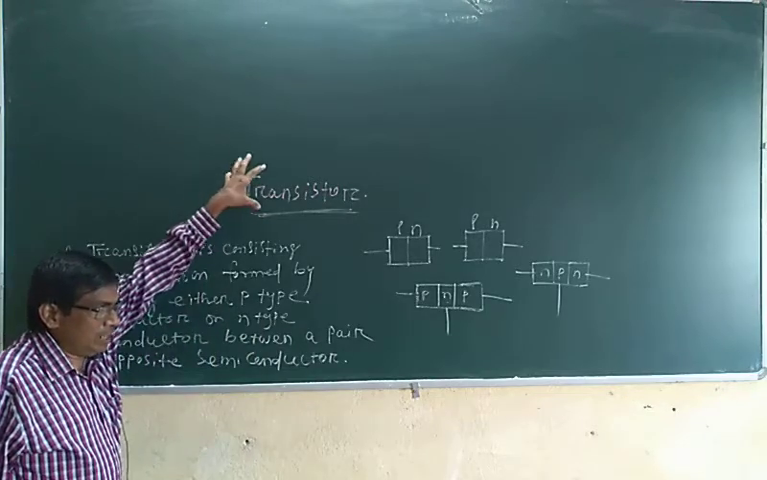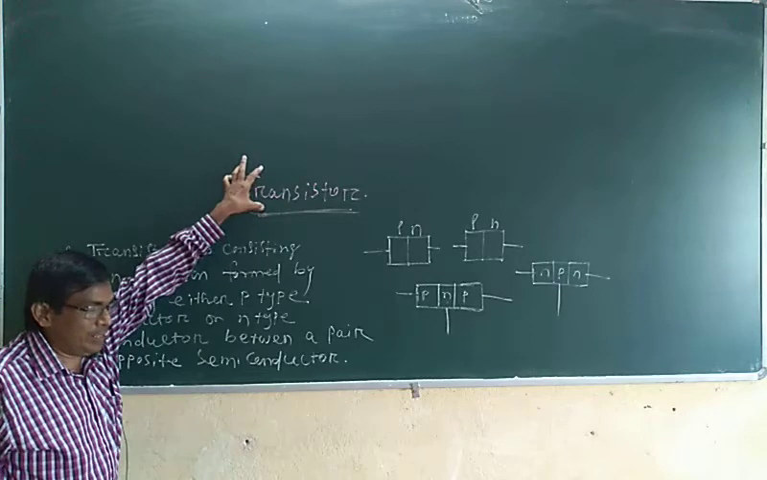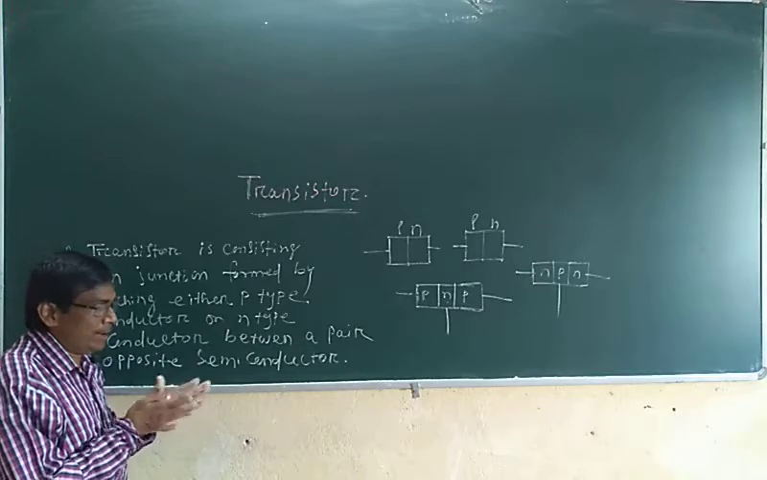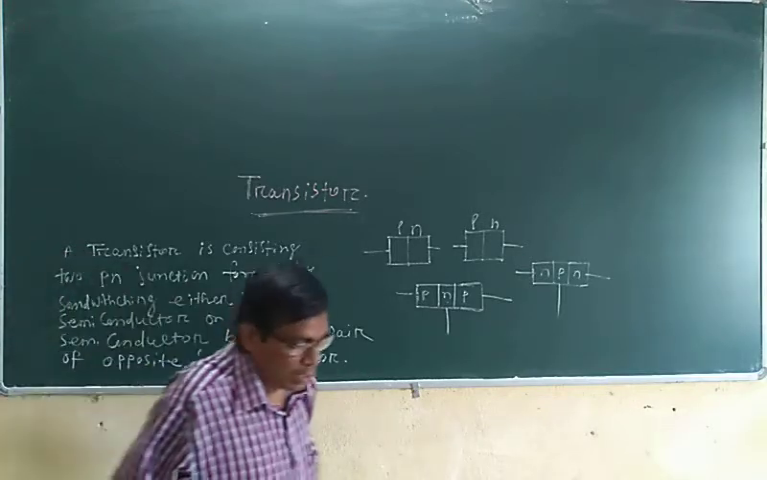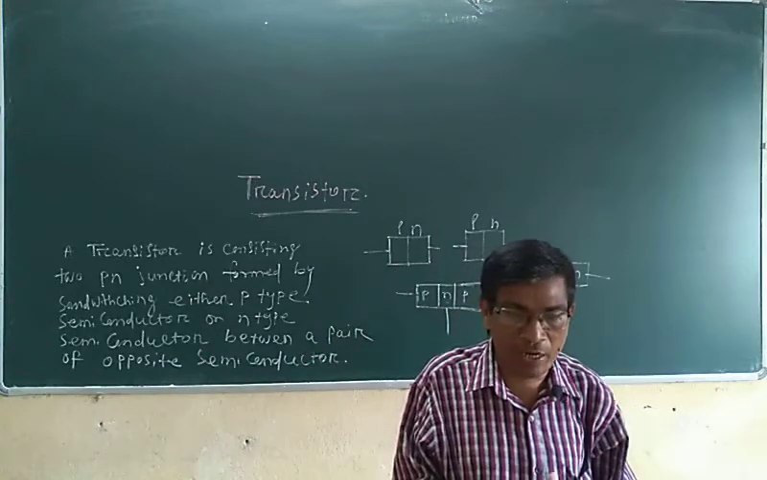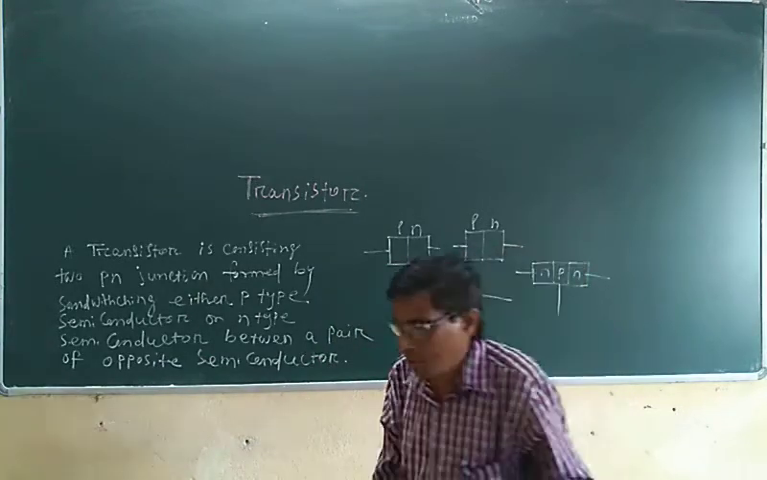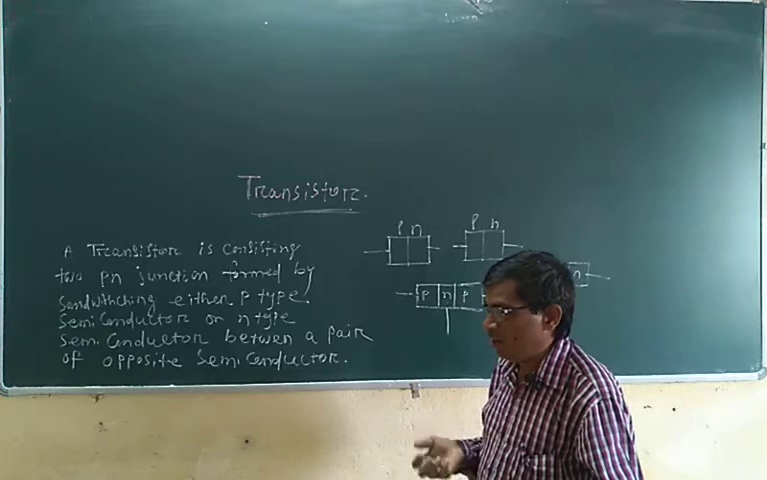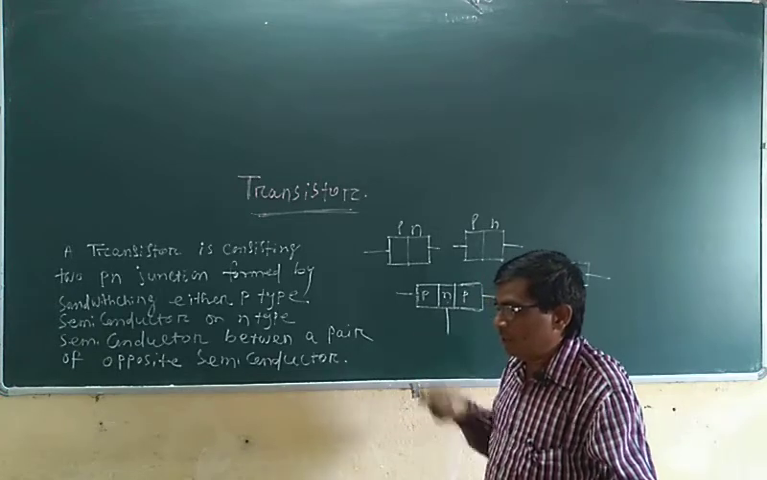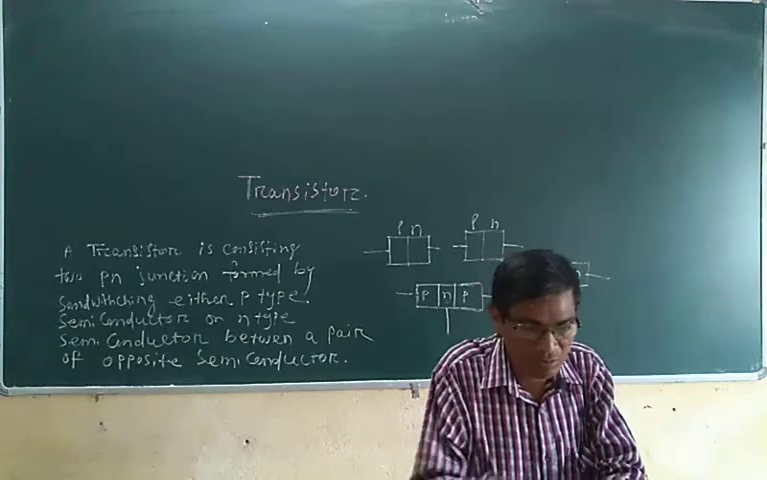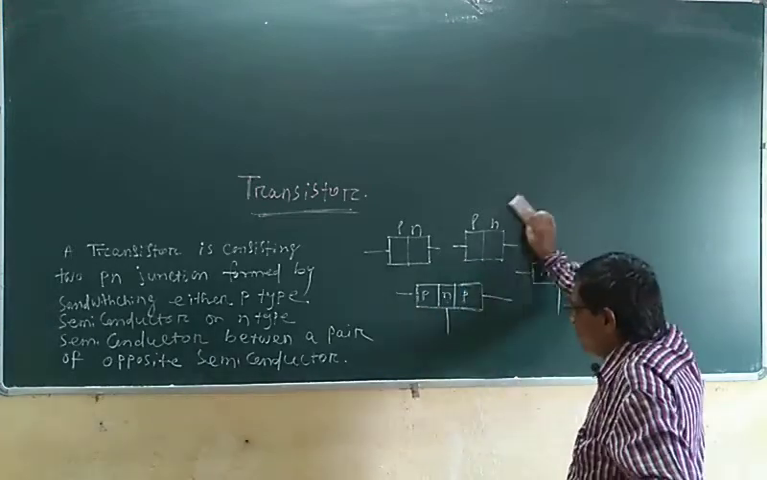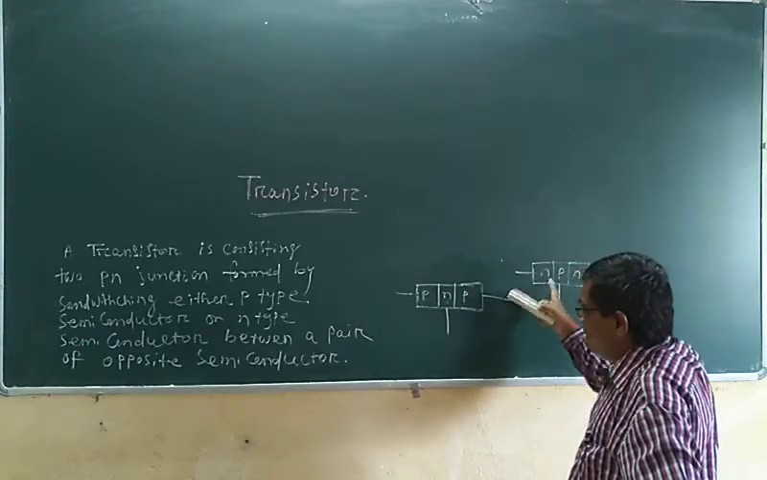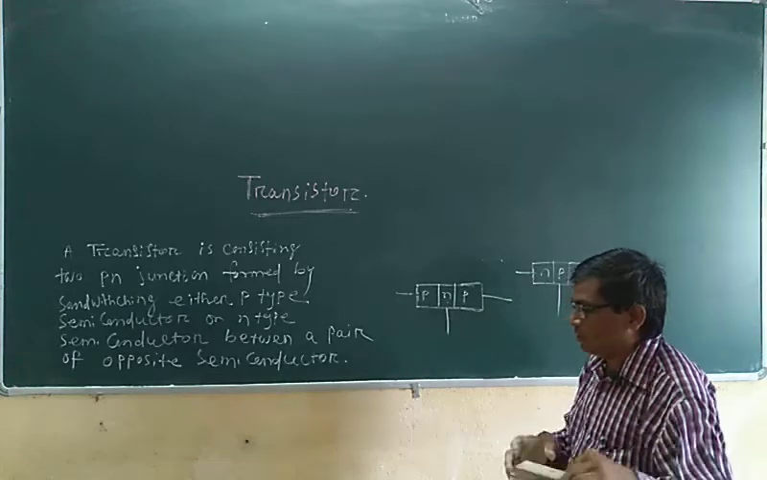Now transistor is a device or component. It is formed or consisting two p-n junction combined, sandwiching either p material or n material in between opposite pair of a semiconductor, is known as transistor. Now, transistor are two types. Here NPN and PNP are two types of transistor.